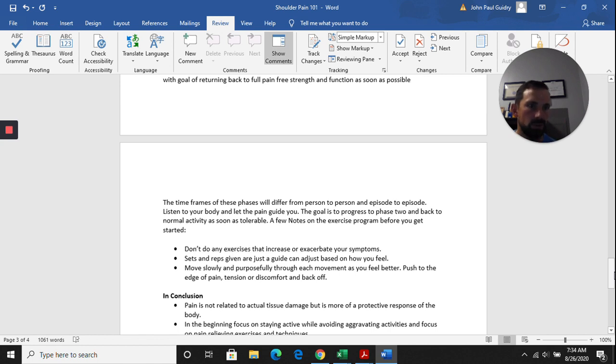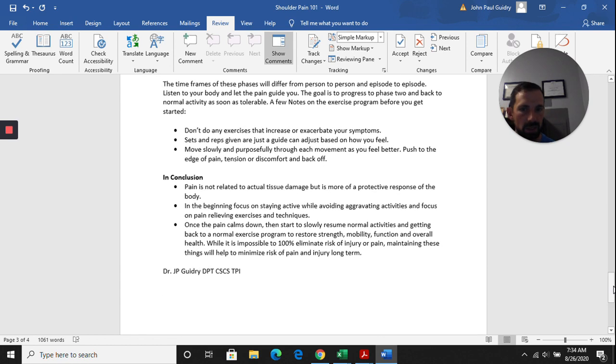As you feel better, focus on what you feel, how you feel. Focus on doing the movements correctly. I'd rather you do fewer quality reps than try to force a number. Work to that edge of pain and tension and discomfort, and then back off and slowly try to progress that. As with any of these, pain is not always necessarily related to tissue damage, but tends to be more of a protective response. So just because you have pain doesn't mean you necessarily have damage to a tissue in your shoulder.